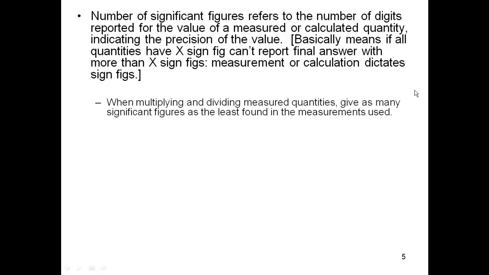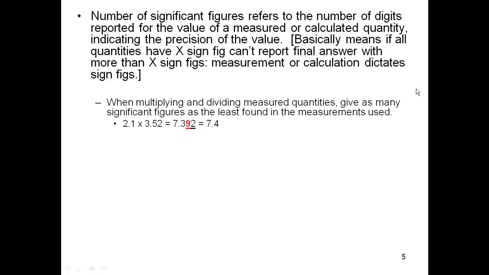All right, first rule, and this is the one that most people understand and follow. When multiplying and dividing measured quantities, give as many significant figures as the least found in the measured quantities. The least number in that operation is what's going to dictate your number of sig figs.